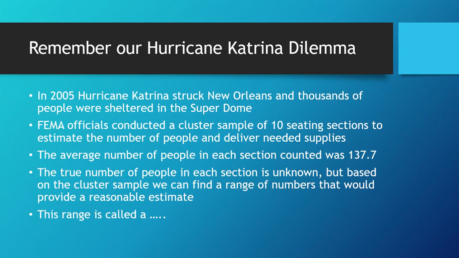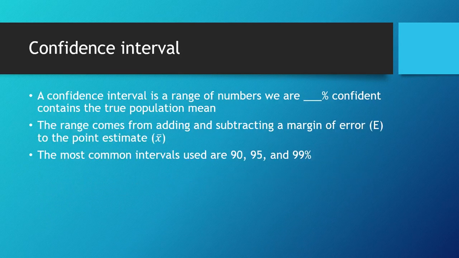So we had an estimate of the number of people in each section. And we knew that wasn't the exact number of people, but we could find a range of numbers. We could take a little off and add a little to our estimated average to find a number that might make sense. And that range is called a confidence interval.